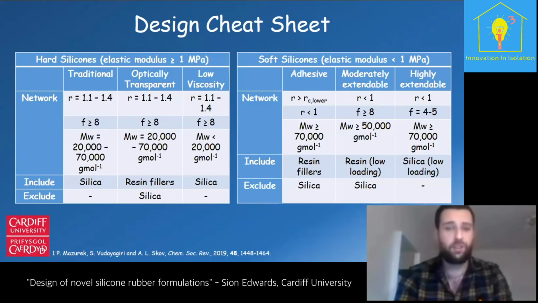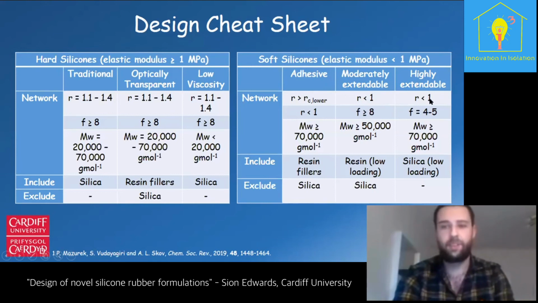Whereas for a low viscosity material, you probably just want to use a lower molecular weight PDMS. For soft silicones, for example making an adhesive, you want your R to be between RC lower and a value of 1, with high molecular weights and resin fillers, excluding silica again. For moderately extendable materials, you probably want molecular weights greater than 50,000, potentially some resin, no silica again, and a functionality of greater than or equal to 8.